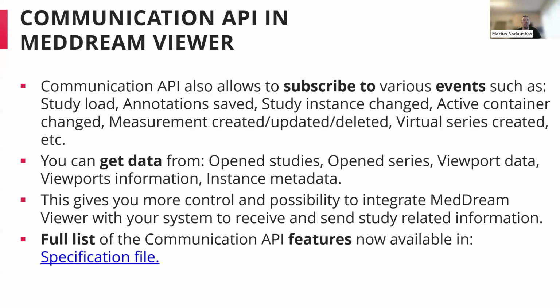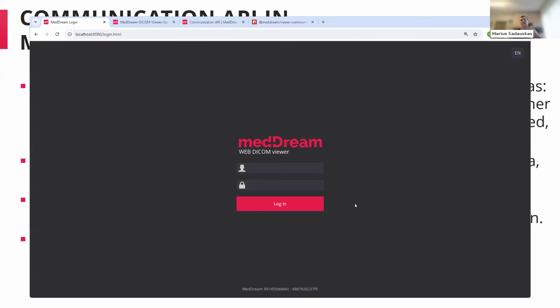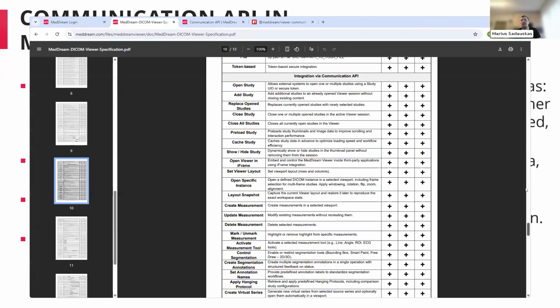So for this, we have updated our specification file, and we have here a full list of the Communication API features, which Renata and the colleagues just finished a few days ago, I think, and it's now available on our website. And it's actually quite a nice thing. So I will just quickly share this document with you, so for you, it will be easier to understand and easier to check. And even for us, I think it will be very nice to see.